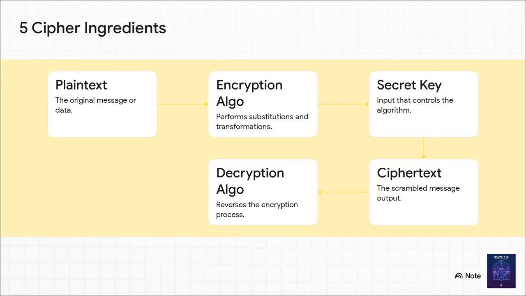Okay, so this whole process really just has 5 main ingredients. First, you start with your plain text. That's just your regular readable message. You feed that into an encryption algorithm, which is basically the mathematical recipe for scrambling things. The secret key is what tells that recipe exactly how to scramble it, turning it into the unreadable ciphertext. Then, on the other end, your friend runs that ciphertext through the decryption algorithm, uses that exact same secret key, and boom, out pops the original message, perfectly readable again.